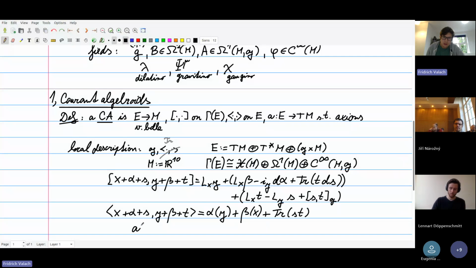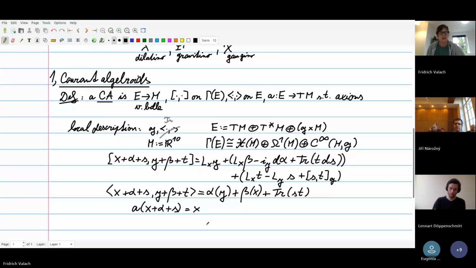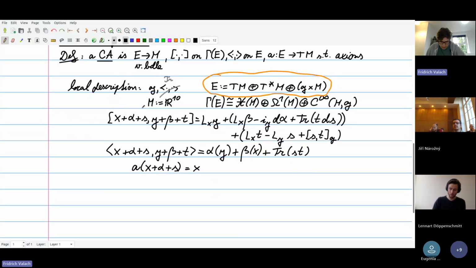And the anchor map in this case is, again, the obvious thing. It's just keeping the vector part of the expression. So this is what the local model will be. But the only thing to keep in mind out of all of what I wrote is essentially this bit, that you have a bundle which has the tangent bundle combined with the cotangent bundle and some Lie algebra bit. Okay, very good. And so now let me go back to make a partial connection with the supergravity. So let me define a generalized metric.